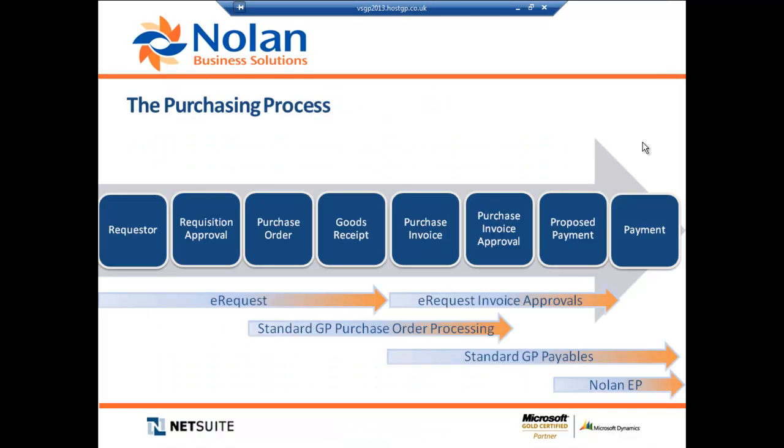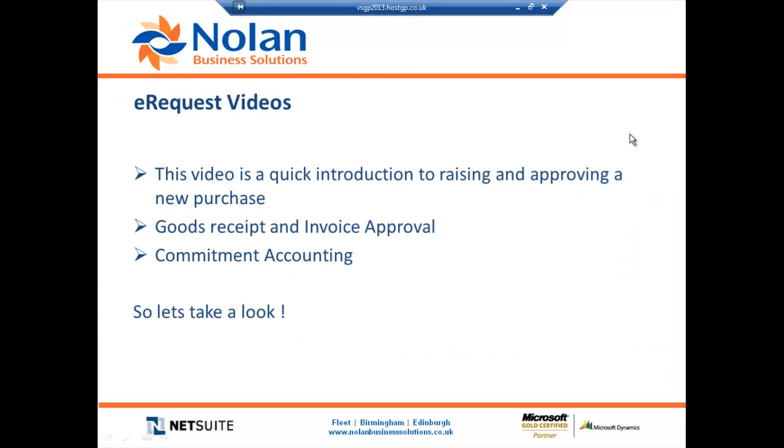Hopefully you'll have seen our previous video giving you an introduction of eRequest, where we discuss the procurement to pay process and how eRequest can automate the requester to goods receipt part of this process. From there, Invoice Approvals can automate the approvals once the invoice has been entered into Dynamics, taking it right up to the payment end of the process. So let's take a look.